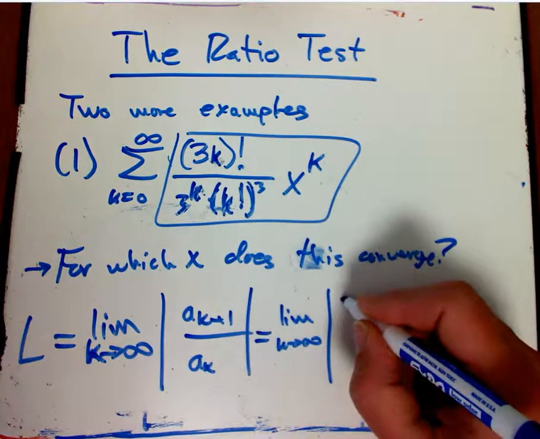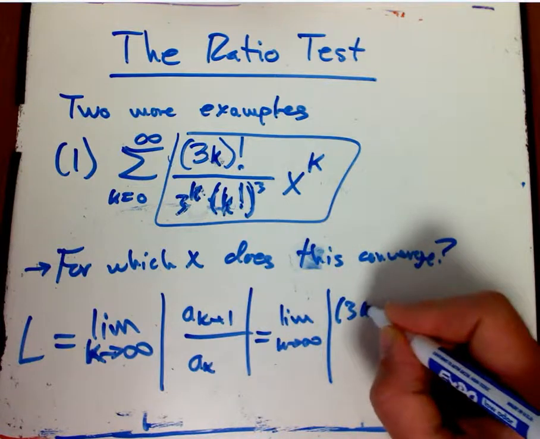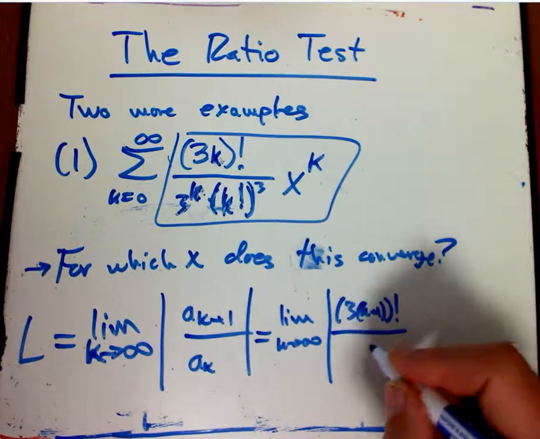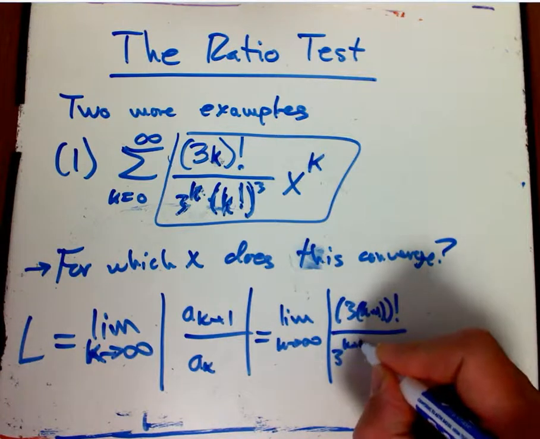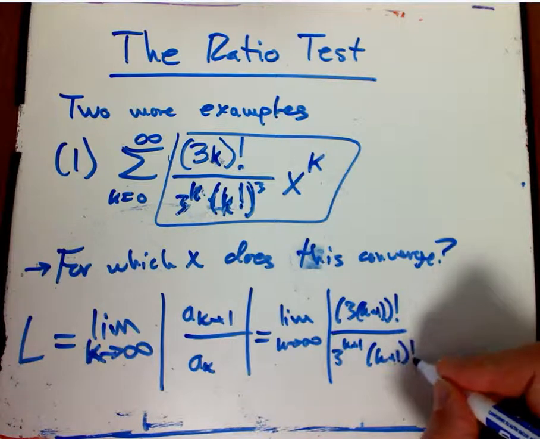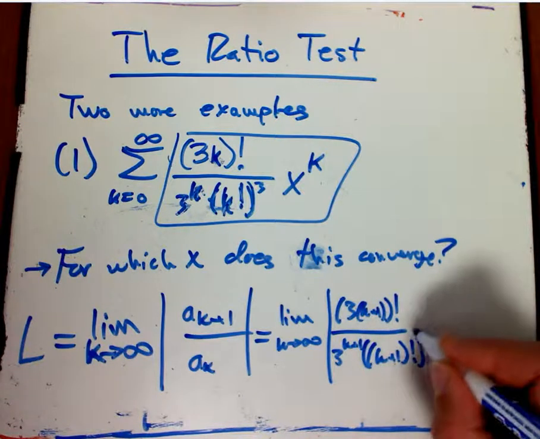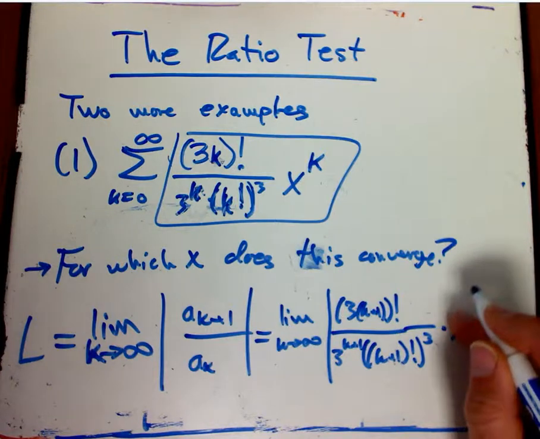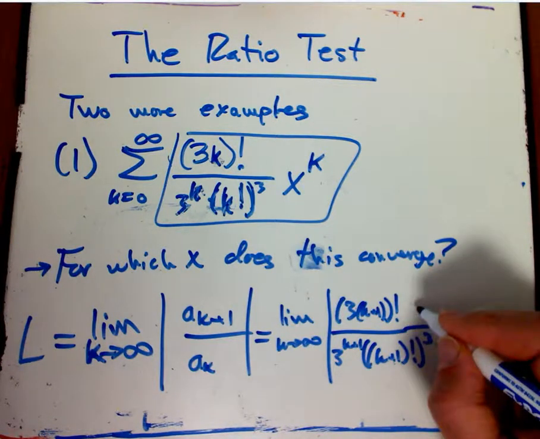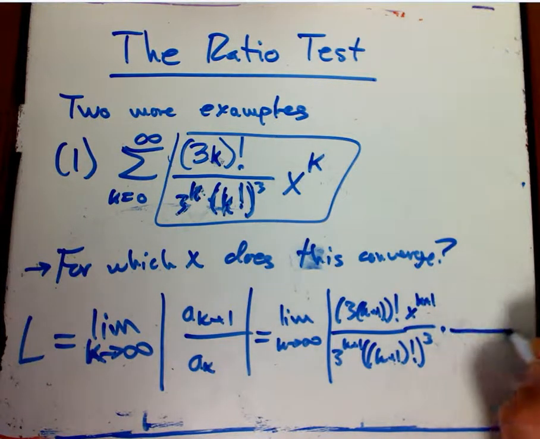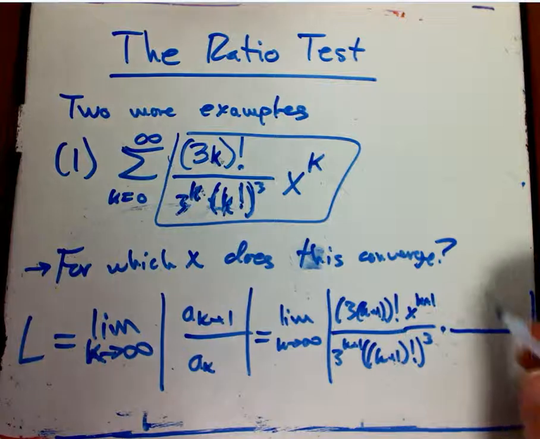That's the quantity 3 times the quantity k plus 1, all factorial, over 3 to the k plus 1, k plus 1 factorial cubed, times x to the k plus 1. That's what happens when you put in the k plus 1 term. Times the reciprocal of all the rest of it, the k version.